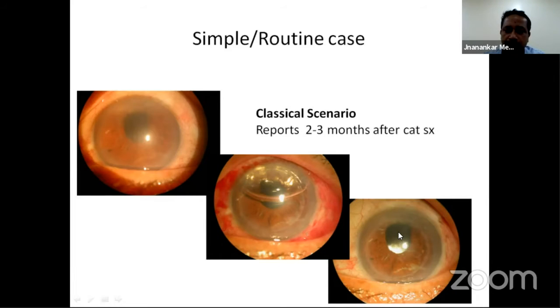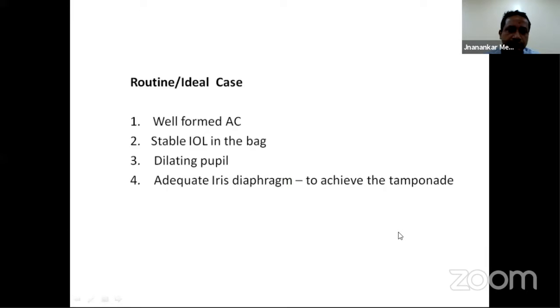and healed well. Now, for a beginner, especially for newcomers, what are the routine or ideal cases they should take up first? The cases which have a well-formed anterior chamber, a stable IOL in the back, the pupil should be able to be dilated to see that the IOL is in the back, or even if it's stable in the sulcus, that will do. And you need to have an adequate iris diaphragm to achieve a good tamponade.